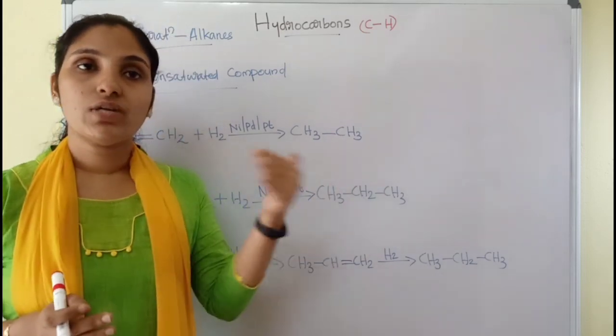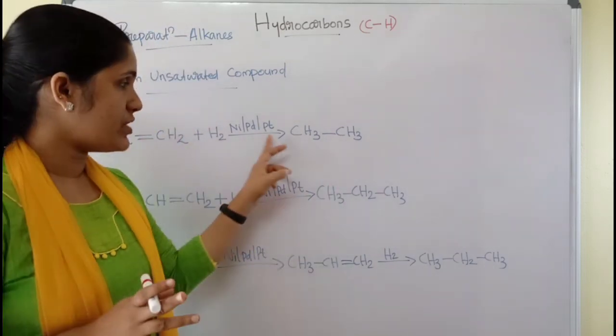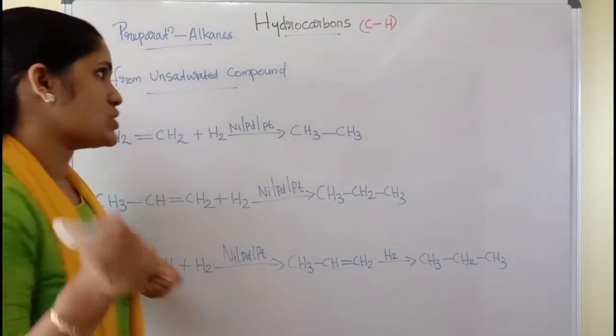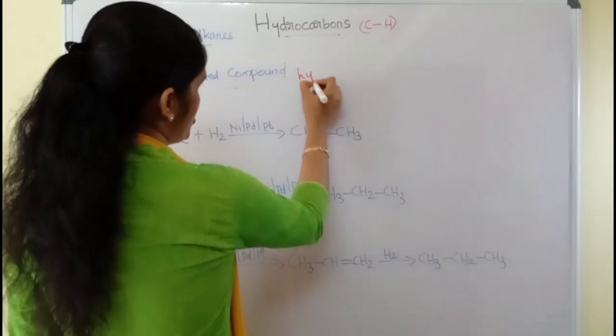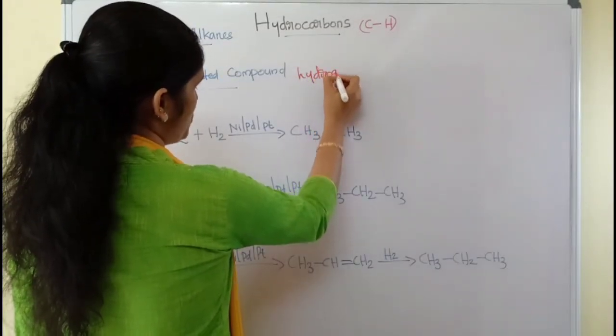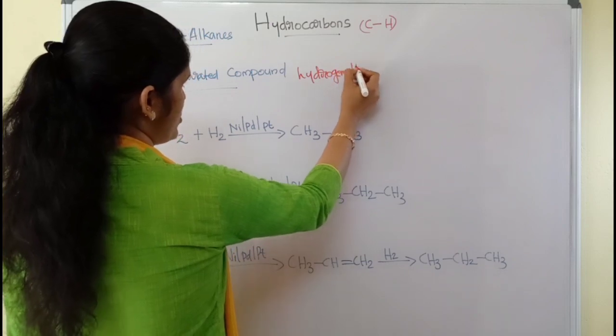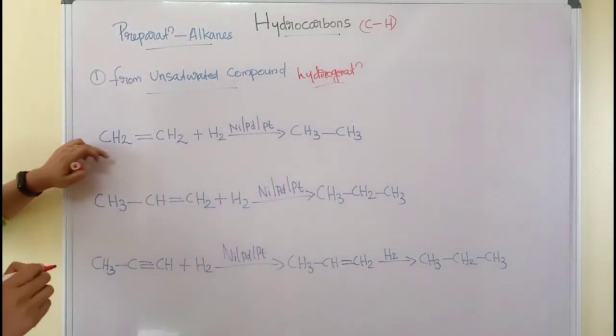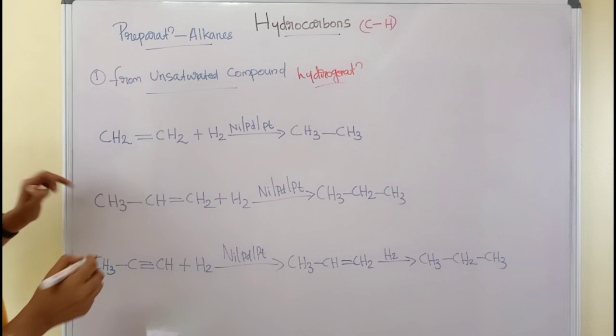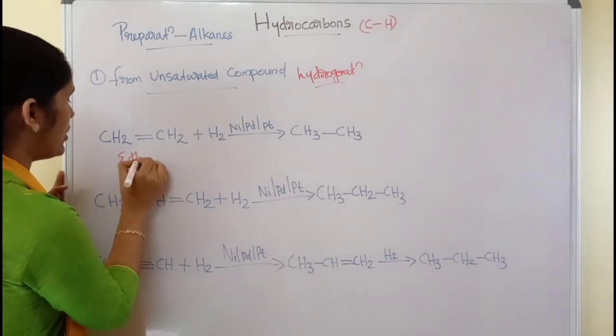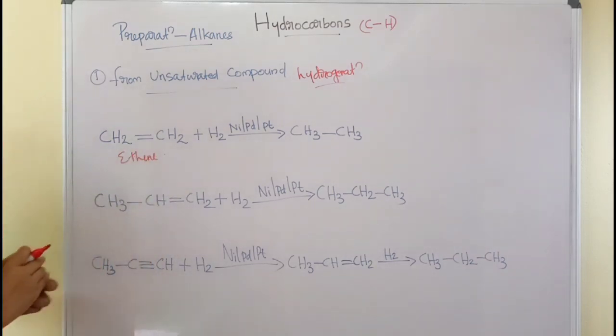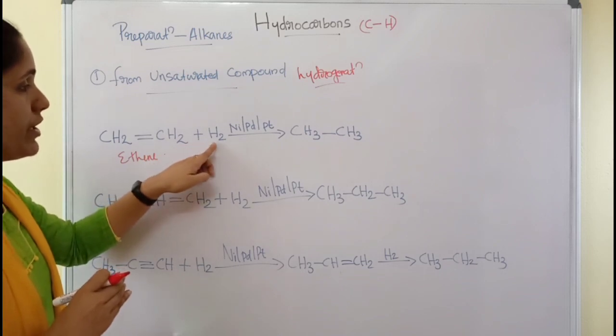Since hydrogen is added in the presence of these catalysts, the reaction is also known as hydrogenation. The reaction is known as what? Hydrogenation. So here let's see the examples. This is CH2=CH2, that is ethene. To ethene we will add dihydrogen.